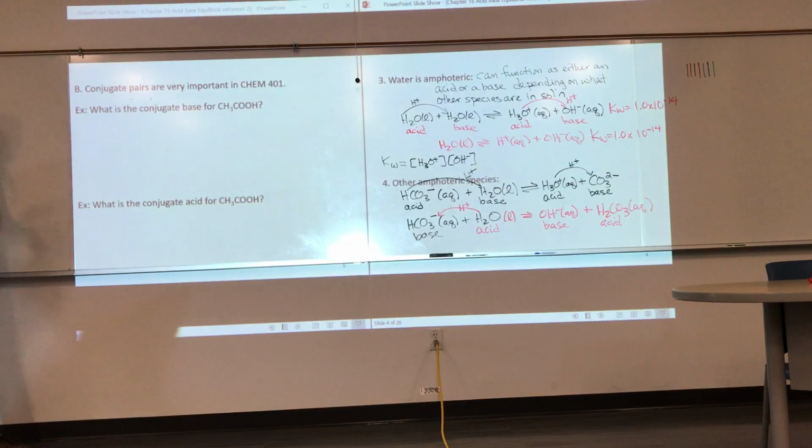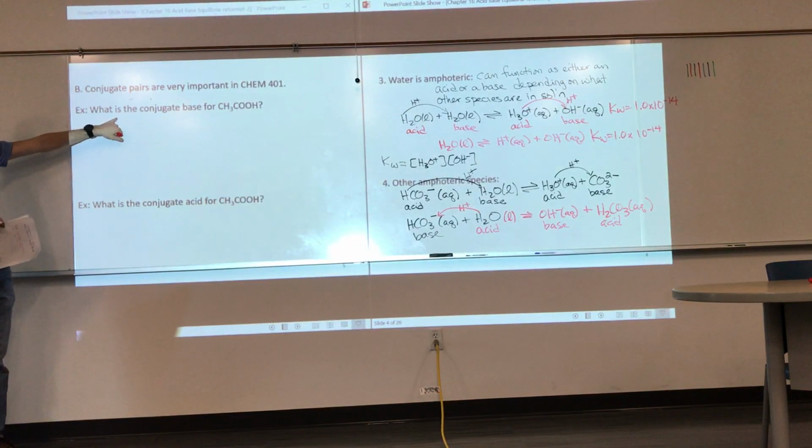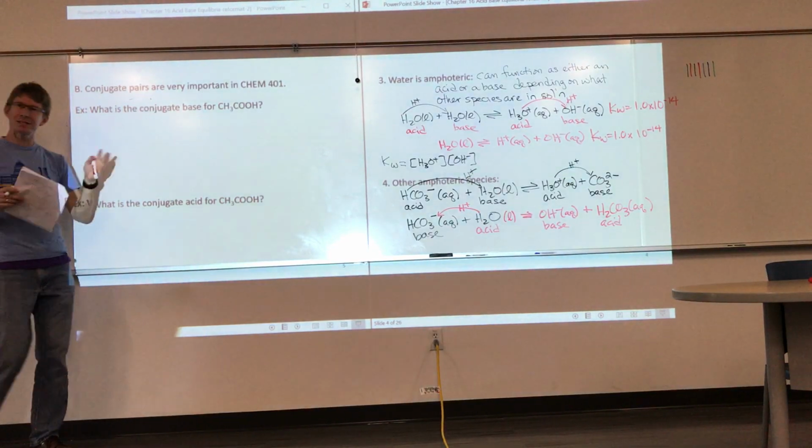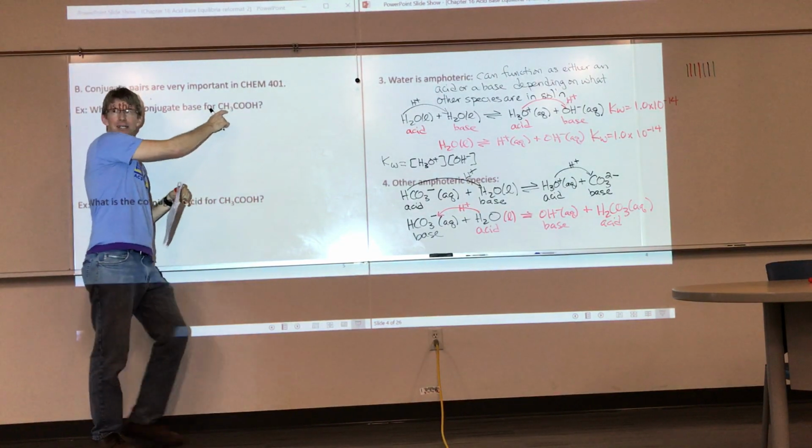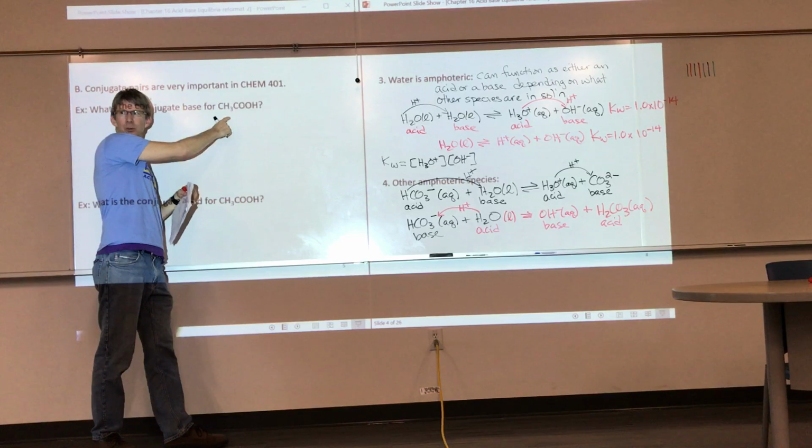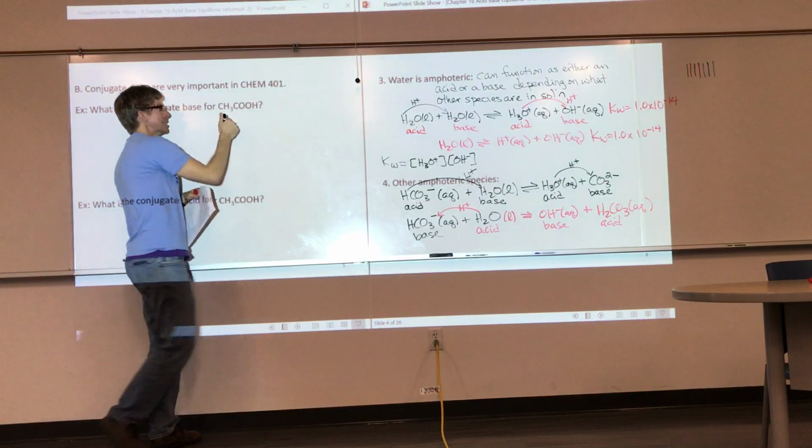Now we'll talk about them. And what is the conjugate base for CH3COOH? Well, first thing, let's check in here for a second. So, acetic acid, strong acid or weak acid? It's a weak acid.